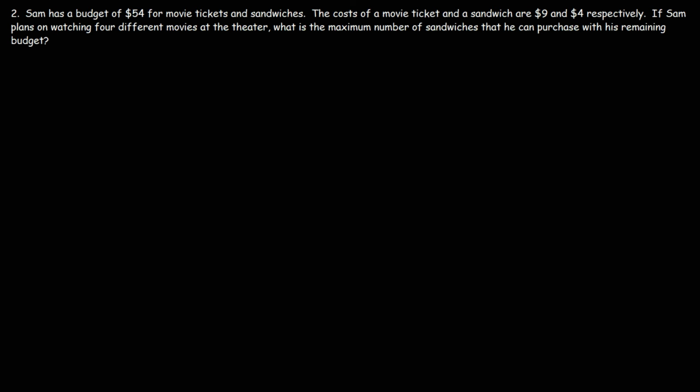Now let's work on another example problem. Sam has a budget of $54 for movie tickets and sandwiches. The costs of a movie ticket and a sandwich are $9 and $4 respectively. If Sam plans on watching 4 different movies at the theater, what is the maximum number of sandwiches that he can purchase with his remaining budget? So what can we do to answer this question? What formula can help us out right now? The formula that you want to use is this equation: the budget is equal to P1 times Q1 plus P2 times Q2.